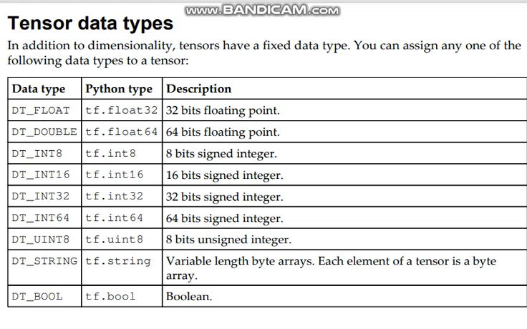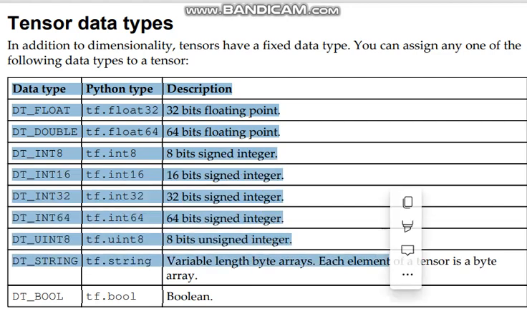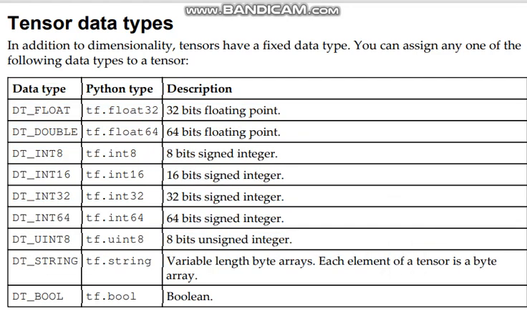Now we'll see tensor data types. This tensor has different types of data types, like float32. You can assign any data type, like bool, string. You can take a screenshot of this; I think it may be useful. Now we'll continue with the next thing, and that is creating a tensor using numpy.